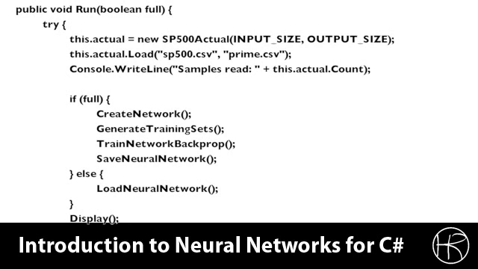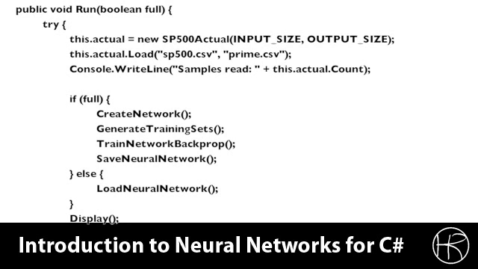We display the number of samples read. If we're doing a full training run, then we need to create a neural network, which will create a neural network with the specified number of hidden layers and neurons and input and output specified by the configuration file. And we will then generate the training sets. We'll generate the training sets based on the data that we actually loaded up higher when we loaded the S&P 500 CSV and the prime data CSV.